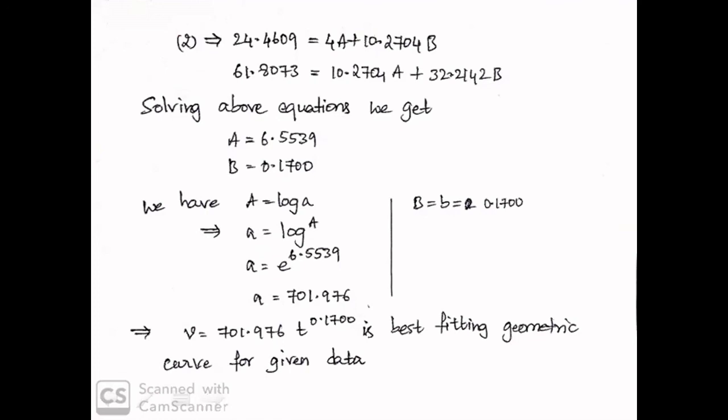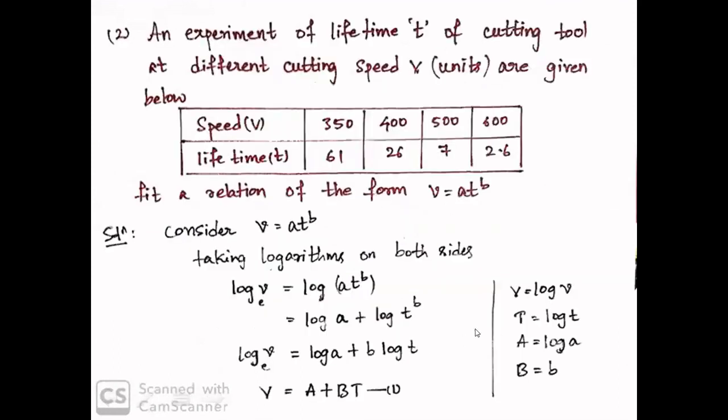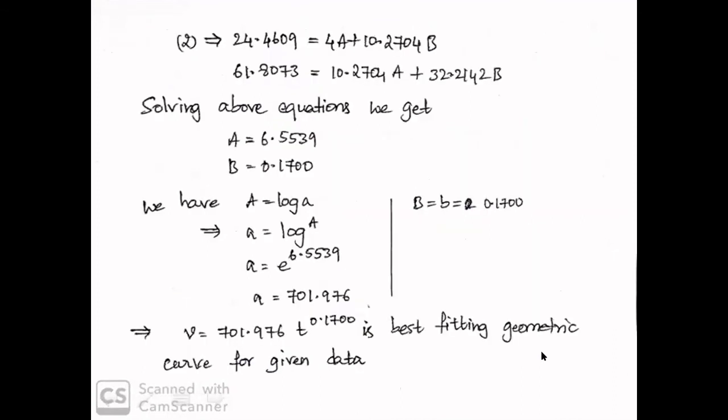But we need to fit a curve in the form V is equal to a into t to the power of b. We have the capital A and capital B values, but we need the small a and small b values. So, moving to the previous slide: capital B is small b and capital A is log a. Now we substitute the numerical value of capital A, which is 6.5539. Since capital A is equal to log a, small a can be written as e to the power of capital A. So we substitute the value of capital A.